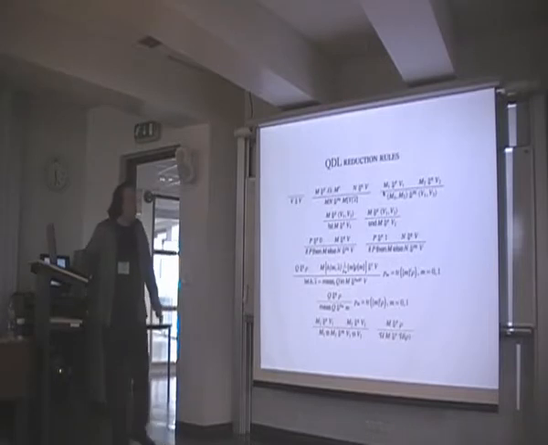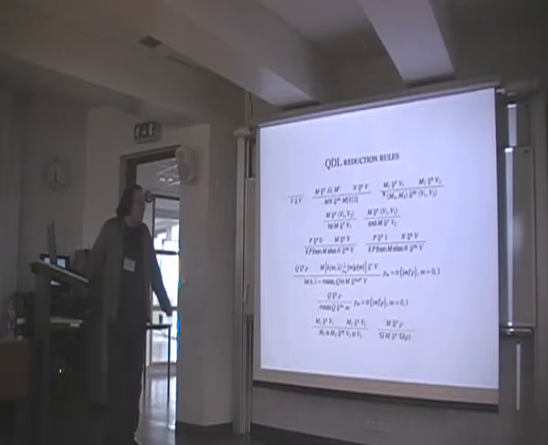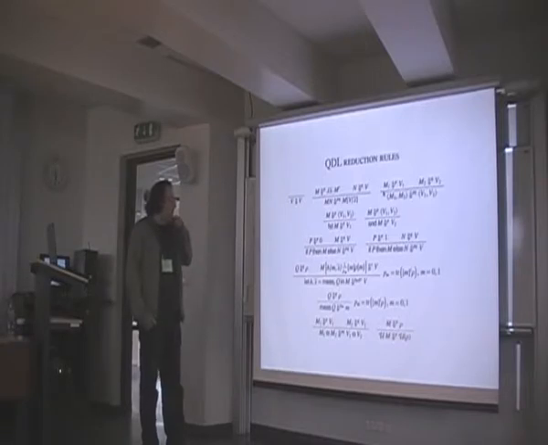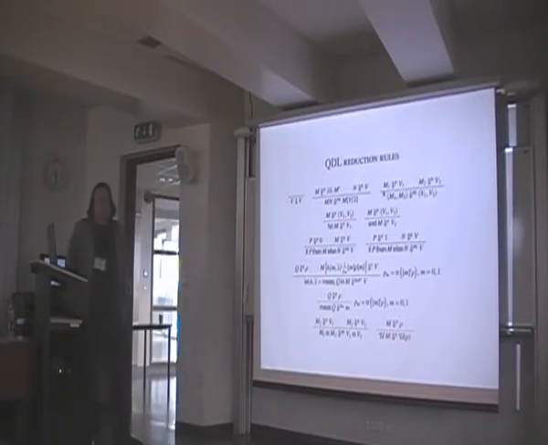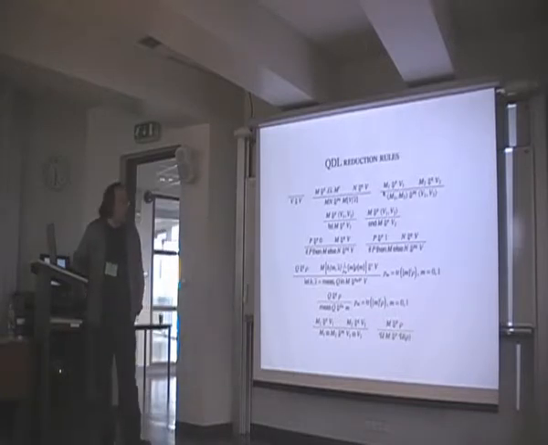So here are the rules. Most of these rules are quite straightforward. They are classical lambda calculus rules. And the quantum part is also straightforward, and just what you would expect from quantum mechanics.